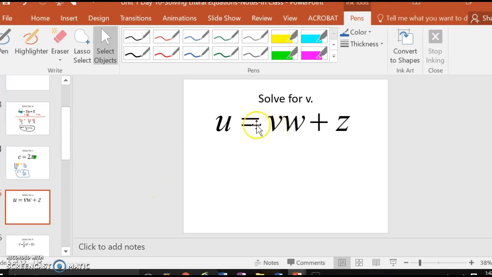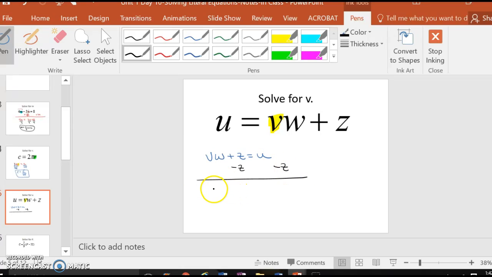Okay, next one. Here I'm trying to get v by itself. So I'm going to rewrite this as vw plus z is equal to u. Now, to get v by itself, the first thing I'm going to do is get rid of anything by addition and subtraction, which is the z. Can I line it up under u? No, they are not like terms. So I get vw is equal to u minus z.